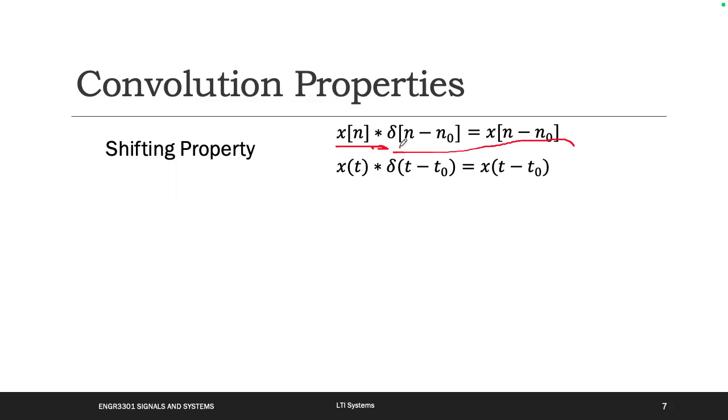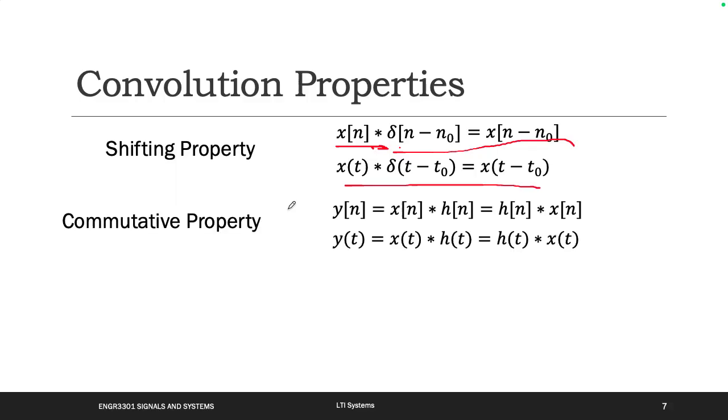So you have this one, and similarly for the CT signals. The second one, do you remember? It is the commutative property. I think it is easy to understand, which means you can change the order. x[n] convolved with h[n] equals h[n] convolved with x[n]. Similarly for CT signals, x(t) convolved with h(t) equals h(t) convolved with x(t).